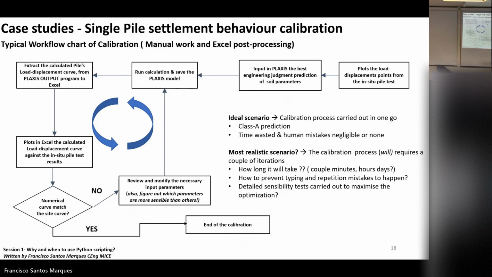If I get a good match, then fine, happy days. If I can get a Class A prediction, even better. But if not, then I would need to review, modify the parameters, maybe change slightly the parameters, and rerun all this cycle again until I get a match. The ideal scenario, like I said, is a Class A prediction. So everyone wants to be in a situation that we can, at first try, predict the soil parameters in one go, and we just run one analysis and we get the perfect match.